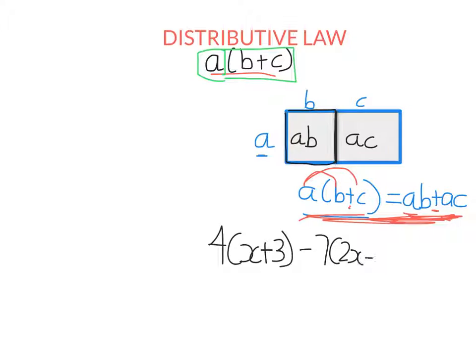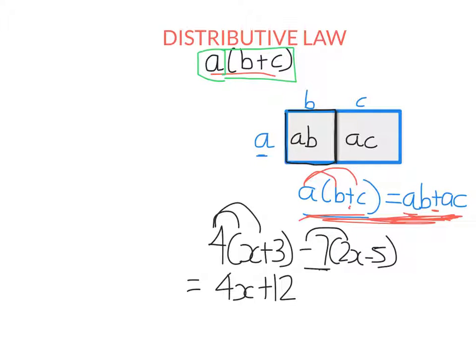So what we do is the first bracket and the second bracket separately. So doing the first bracket, 4 times x, and then 4 times positive 3. So this isn't a 7 outside of the brackets, it's a negative 7. So I go negative 7 times 2x, which is just negative 14x, and then negative 7 times negative 5 gives us positive 35.